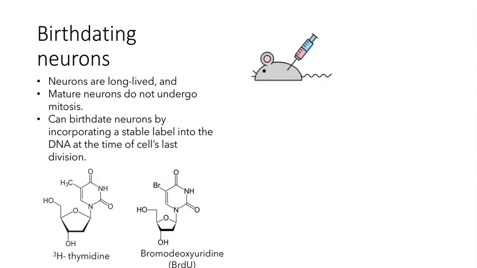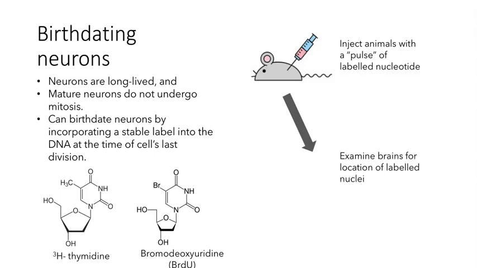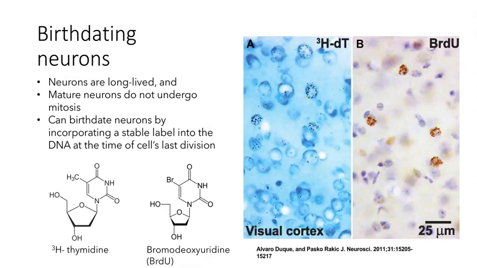So we can take an animal and then inject it with a pulse of labeled nucleotide. And if we're interested in birth dating neurons, and remember they're generated during embryonic development, usually this involves taking a pregnant animal and then giving it a pulse. And then you wait for the animal to have its offspring, you sacrifice the animals, and then you can examine those brains for the location of labeled nuclei. The results look like this.